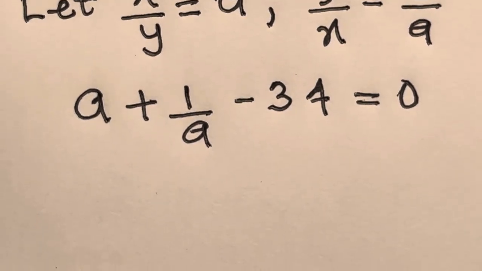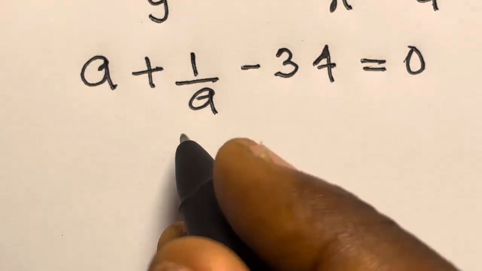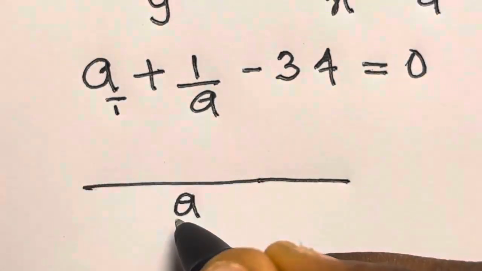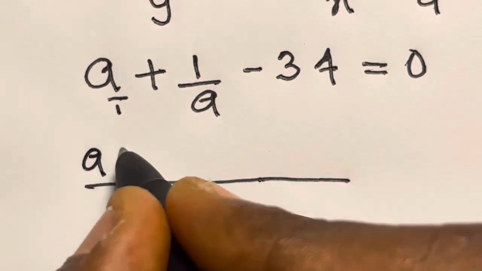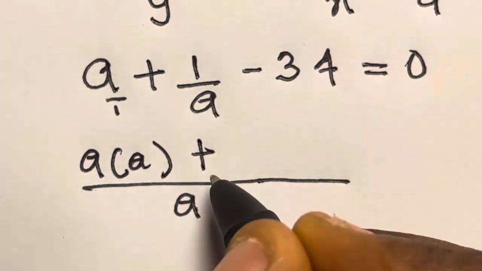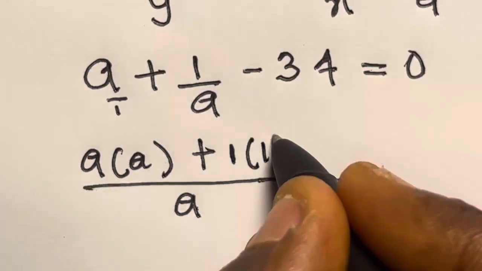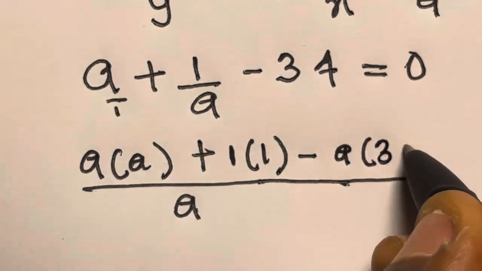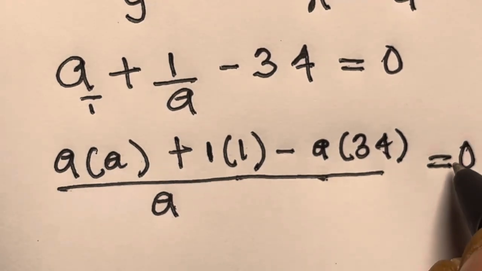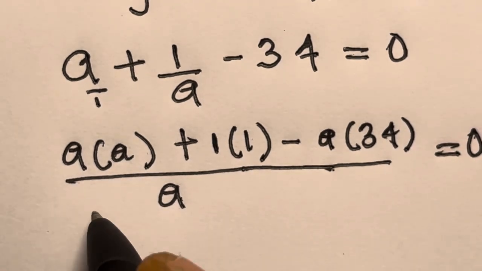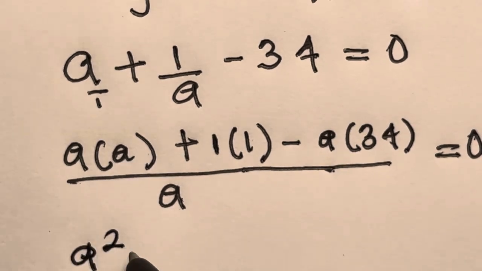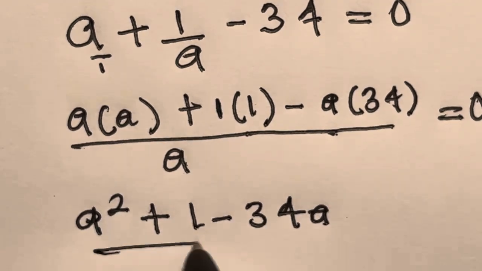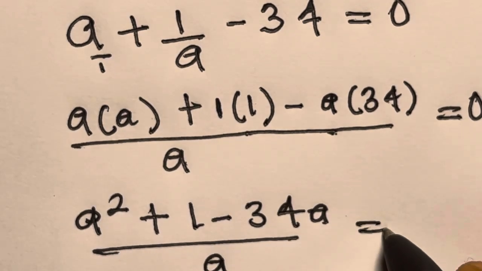If you look at this, we can easily find the LCM, which will be a. Then a times a is a squared, plus 1 times 1 is 1, minus a times 34, which is 34a. So we have a squared plus 1 minus 34a, divided by our LCM, which is a, equals 0.